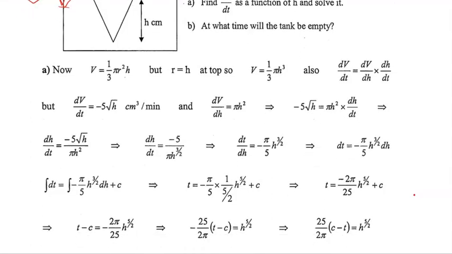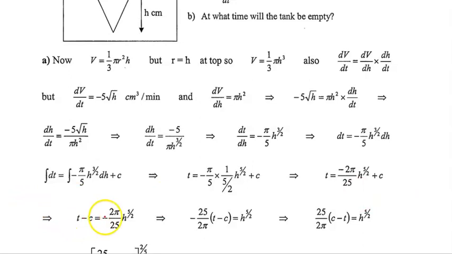And next thing we can do, let's subtract c from both sides. That gives us minus 2 pi on 25, h to the power of 5 on 2. Well, let's multiply by 25 on 2 pi minus out front.